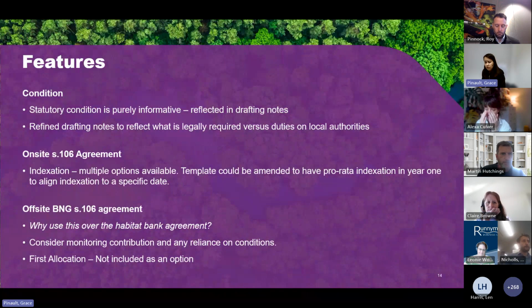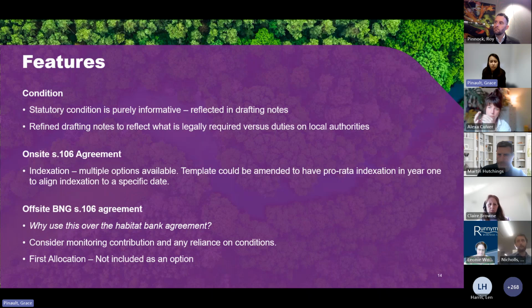In terms of features, it is worth running through a bit about the feedback that we received and the creation and development of these resources, so that you can kind of understand why those elements are there. So in the condition, we've got the statutory condition, but that's purely informative. The Town and Country Planning Act doesn't provide a standard wording that says this is what the statutory condition is.